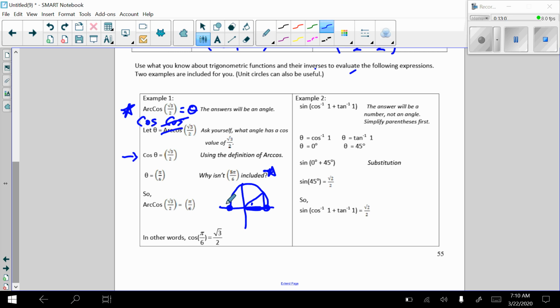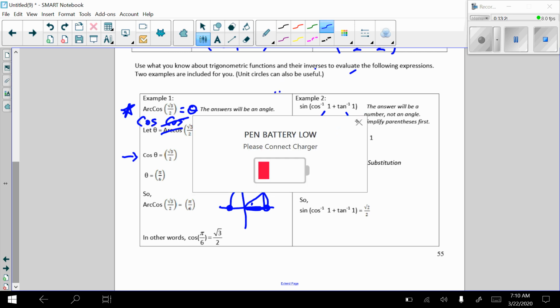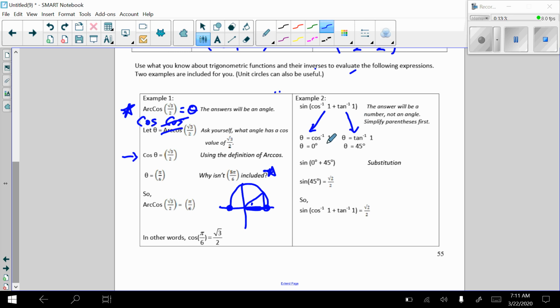Okay, let's look at a second one. So the second one, now we've got all this in here. So inverse cosine of 1 plus tangent inverse of 1. So we kind of separate this into individual little problems. It's the process we just did in example 1, but we do it twice here. So where is the inverse cosine? What angle gives us an inverse cosine of 1? A 0 degree angle. And where is the inverse tan of 1? What angle gives us the inverse tan of 1?